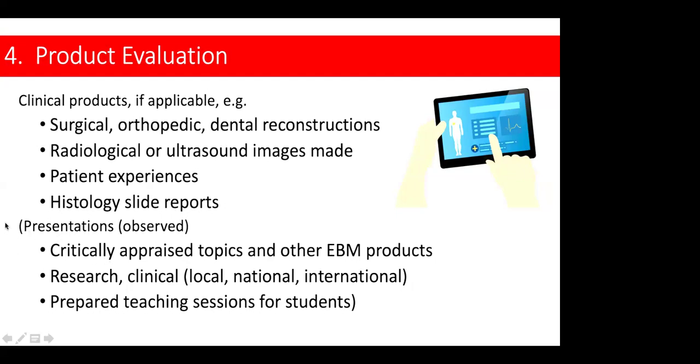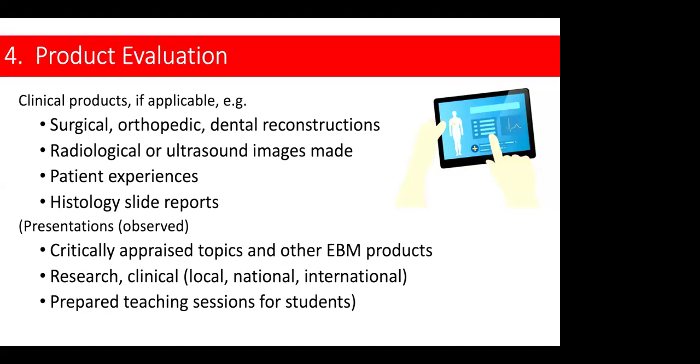Some people put observed presentations under direct observation. Some people put them under product evaluation. But all of these are a product that you can look at. Surgical notes was then one of the things that came out. You can either just look at the surgical notes and make an entrustment decision on how well they've done their notes for that particular thing, or you can then have that discussion and interrogate your registrar to get a better idea of their knowledge and understanding of that particular procedure.